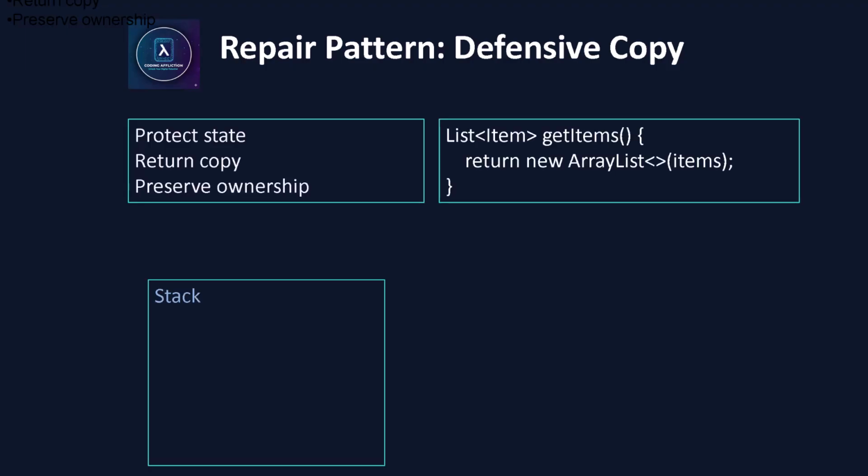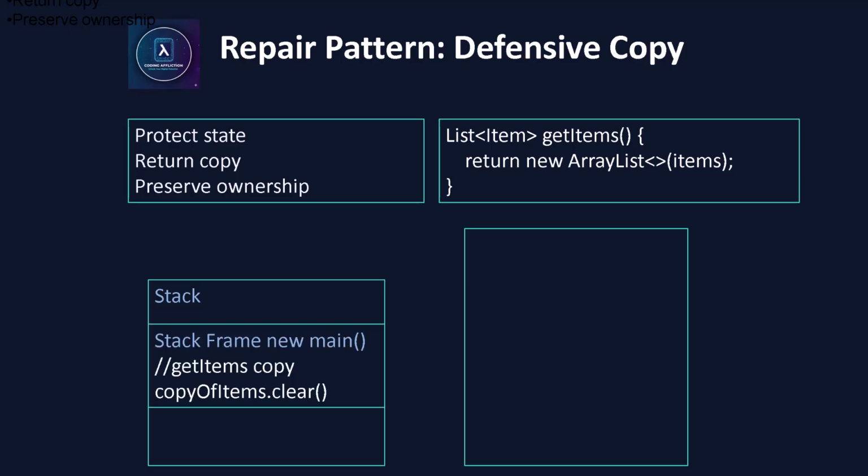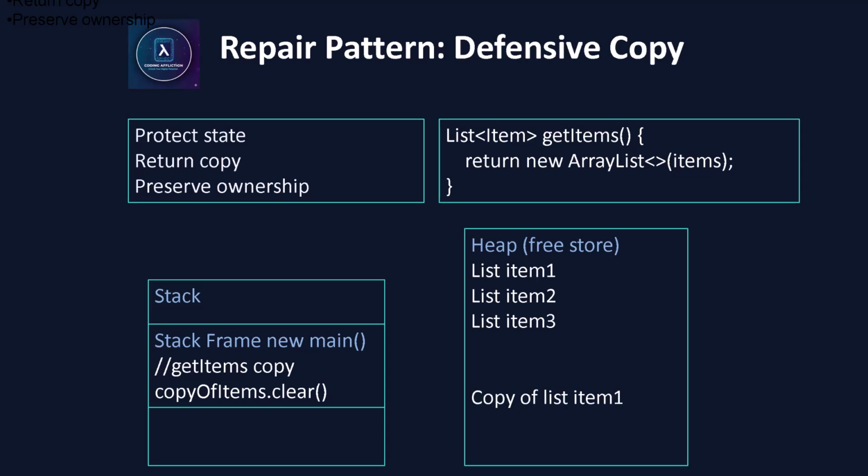Now the boundary is restored. The internal list remains private. The caller mutates a copy. Yes, copying has cost, but uncontrolled boundary crossing costs more. When state ownership is clear, system reasoning becomes local again.